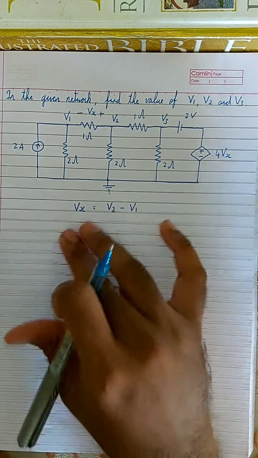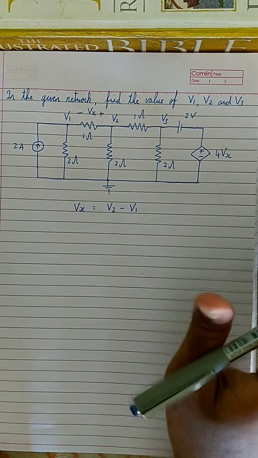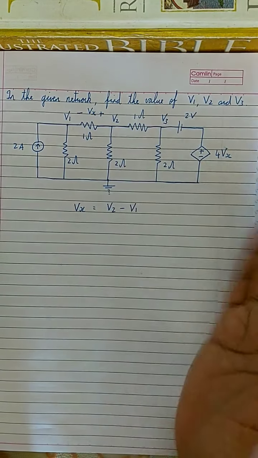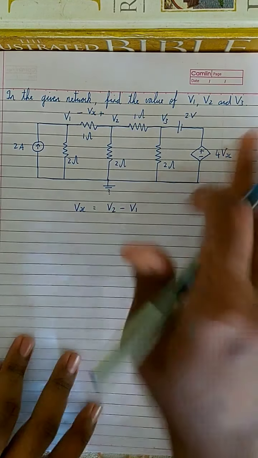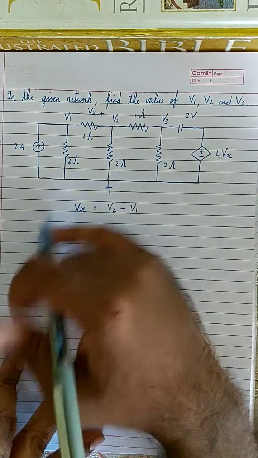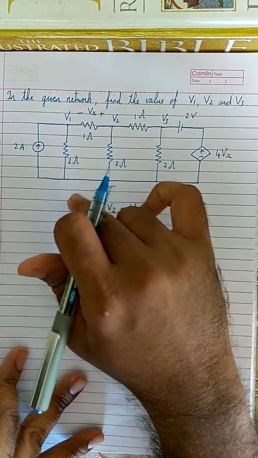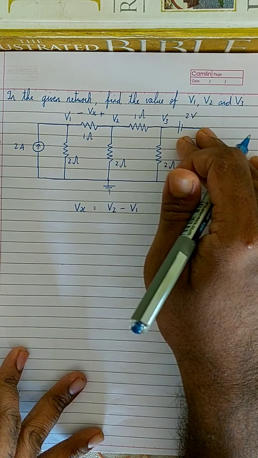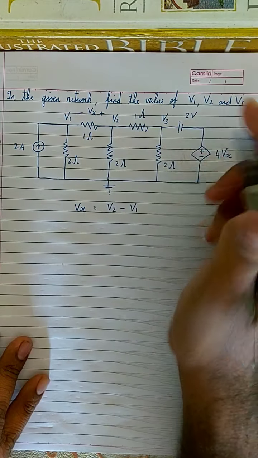Okay. So now, just like your mesh analysis, anywhere you see Vx, substitute Vx as V2 minus V1. That's all. Okay. So now let's do this question. Find the value of V1, V2 and V3. So this is V1, V2 and V3. The three nodes are there. So let's write the equation for every node. First I'll write the equation for V1, okay?